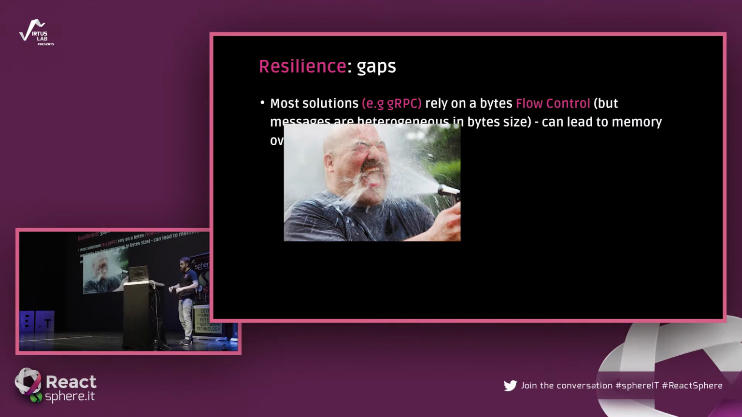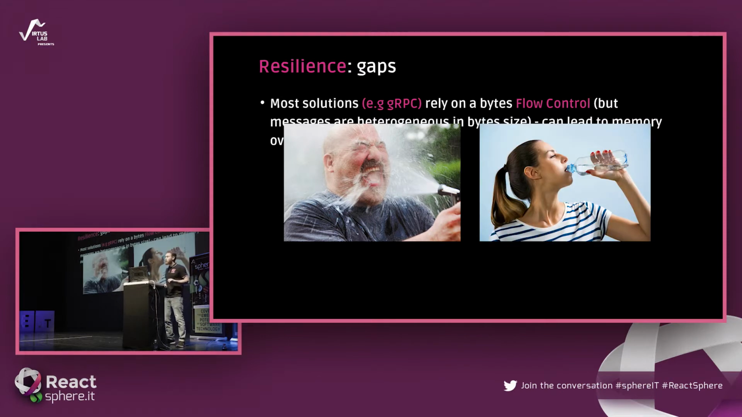Let me try to collect all the data into my glass, for example, because the glass could be your message. And then you open again and the same happens. So this is how flow control works on the byte level, or TCP or HTTP2 level. And probably what you want to have is something like this: a logical message flow control.